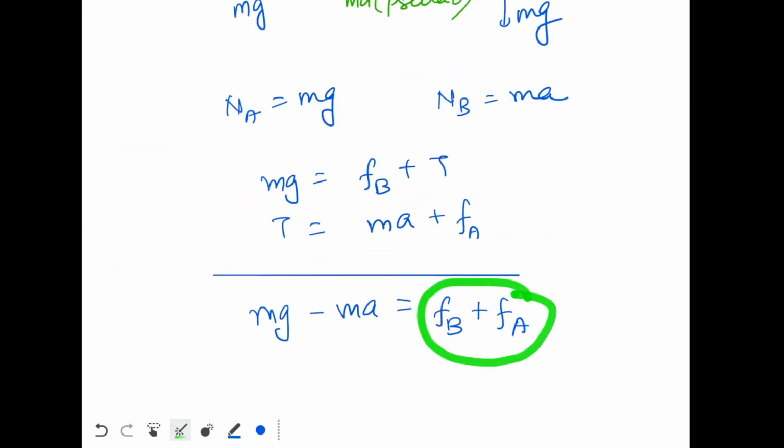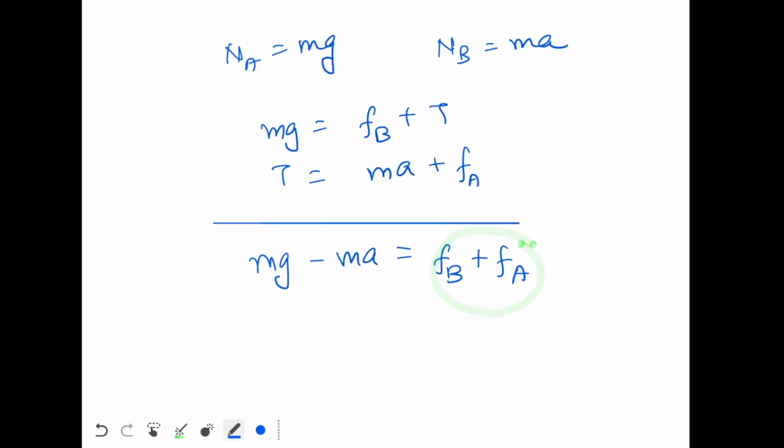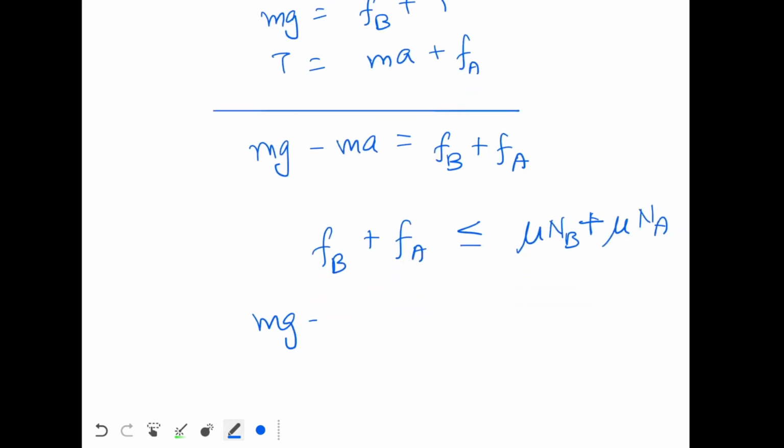So total frictional force is preventing the applied force over here. Okay, so what is happening? This frictional force will be static. Since the blocks are not moving with respect to each other, the frictional force is static, and therefore the frictional force will be less than or equal to: FB plus FA should be less than or equal to mu NB plus mu NA. Okay, so mg minus ma should be less than or equal to mu.